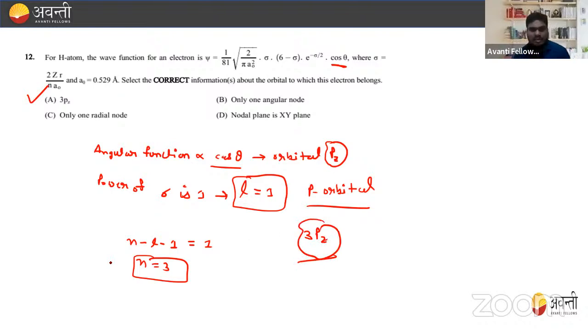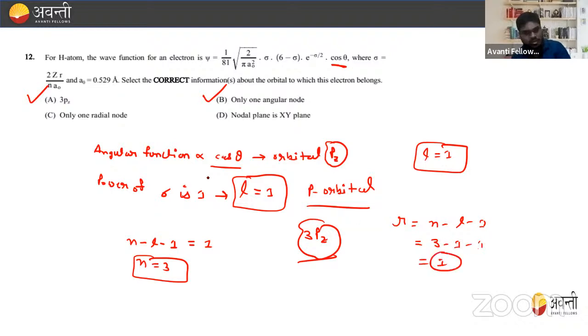Now, it has only one angular node. So yeah, right, because L is equal to 1 here. So it has only one angular node. So this is also correct. And only one radial node. So we have the formula for finding radial node, right? n minus L minus 1. So this n is 3, L is 1, minus 1. So 3 minus 2 is equal to 1. So this is also correct. This is only one radial node.